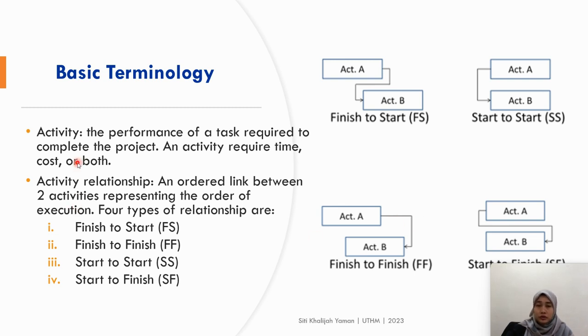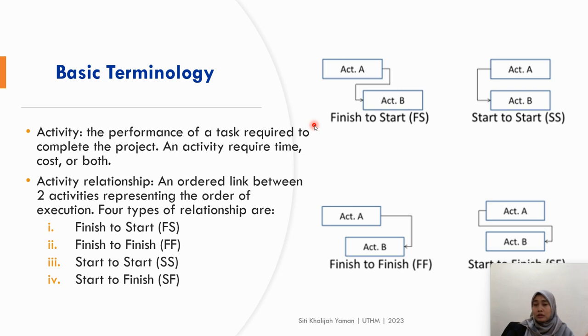An activity is basically a task that usually requires time and resources, either manpower, machinery, or materials. Activities involve resources and duration. But to show the relationship from one task to another task, this is where you use the arrow. As I mentioned before, we have four types of activity relationship.